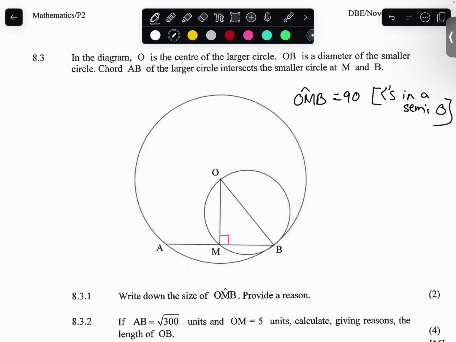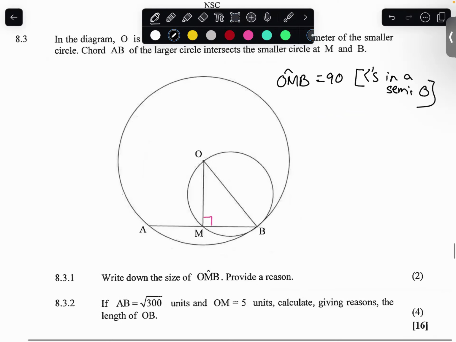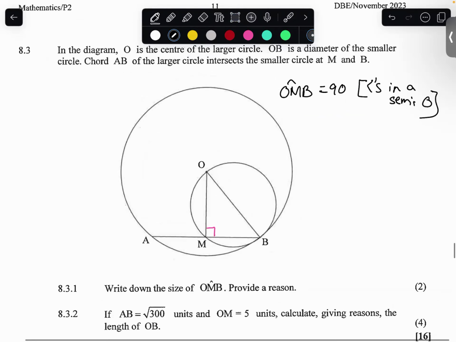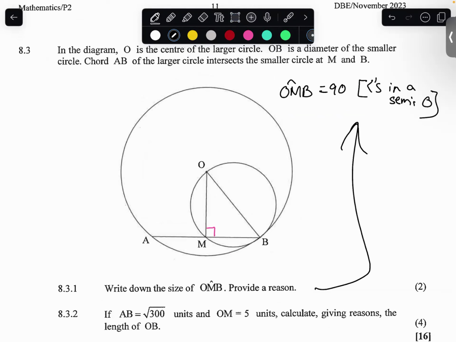Chord AB of the larger circle intersects the smaller circle at M and B. Write down the size of OMB, provide a reason. Okay, it's done. Right? Then it says if AB is equal to the root of 300 and OM is 5. AB's whole distance is the root of 300 and OM is 5. Calculate giving reasons the length of OB.